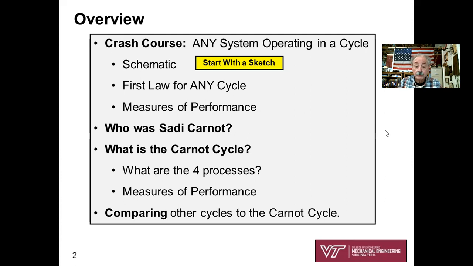Then we're going to talk about the Carnot cycle. We'll have a quick slide about who Sadi Carnot was in the first place. What is the Carnot cycle? And I'm going to repeat myself a number of times. There are four special processes that describe the Carnot cycle. And we'll relate those four special processes to how we measure the performance of various Carnot cycles, and then compare how the Carnot cycle performance compares to other proposed cycles. So that's where we are, and I'm going to try to step you through it as we go.